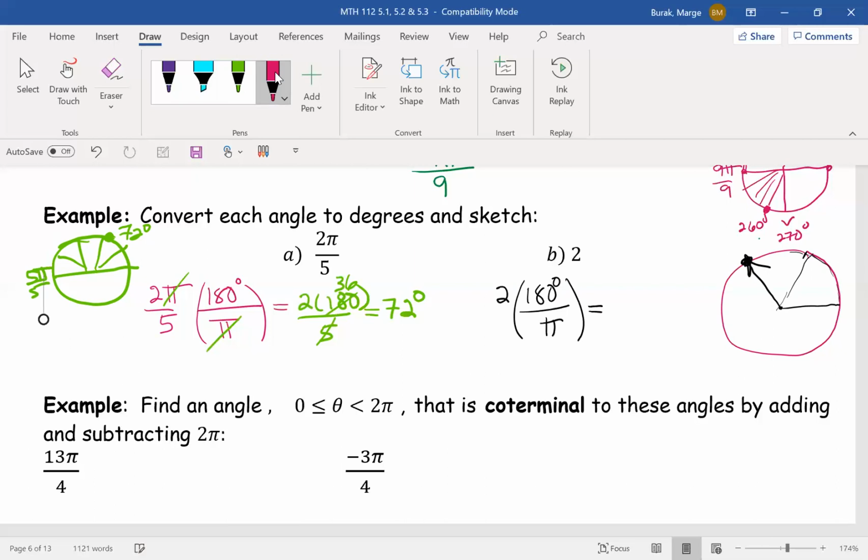Now this is strange because the pi's aren't going to cancel, so I actually need to use my calculator on this one and do 2 times 180, which is 360, and divide it by pi. And if you do that on your calculator, 360 divided by, and find the pi button, you'll get an exact answer. I get 114.6 degrees. So I'm going to say about 115 degrees. And if I look at my circle, this is 180 degrees. This is 90. So that could easily be 115 degrees. So that checks.